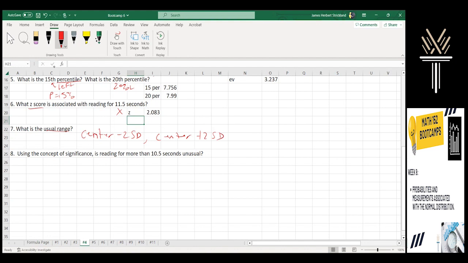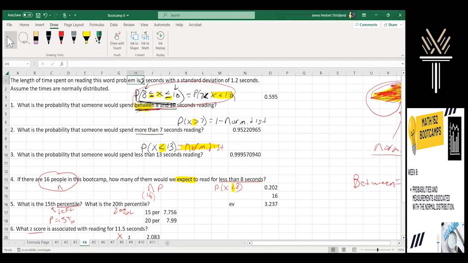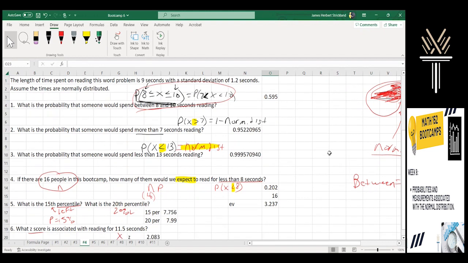Our center for normal distributions will always be the mean. And so let's do it. We know our center from up top was 9 and our deviation is 1.2. So our usual range will have 2 measurements, a lower measurement and an upper measurement. And so we could say 9 minus 2 times 1.2 and 9 plus 2 times 1.2. It was 1.2, right? Yep.